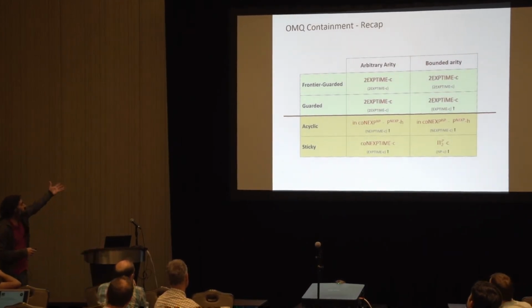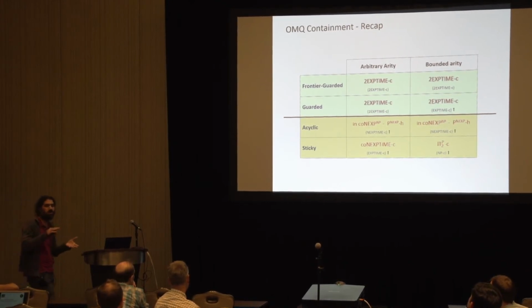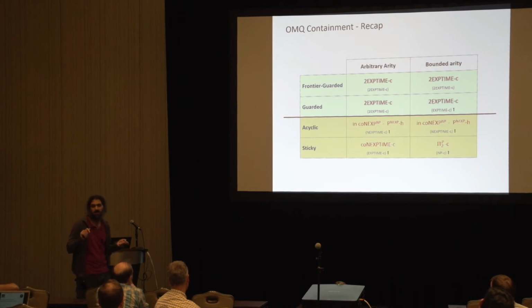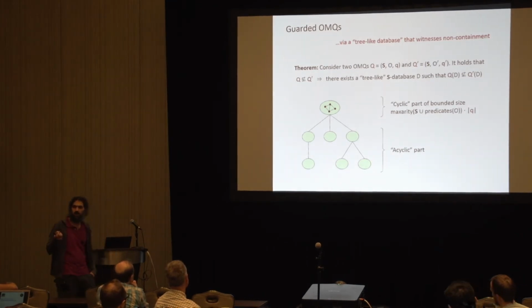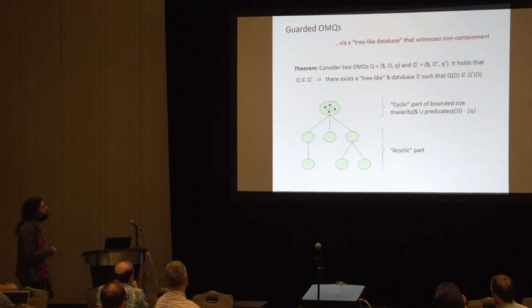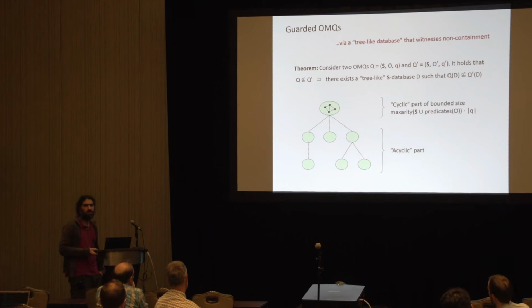Now, what about the guarded-based classes? Unfortunately, we don't have a small witness that leads to optimal complexity bounds. We tried, but we haven't managed. But what we have is a tree-like witness. So non-containment can be characterized via a tree-like database. And what I mean by that, it's a database which looks like this. This is not very useful. So this is essentially a tree decomposition of our database. We heard about tree decompositions yesterday.